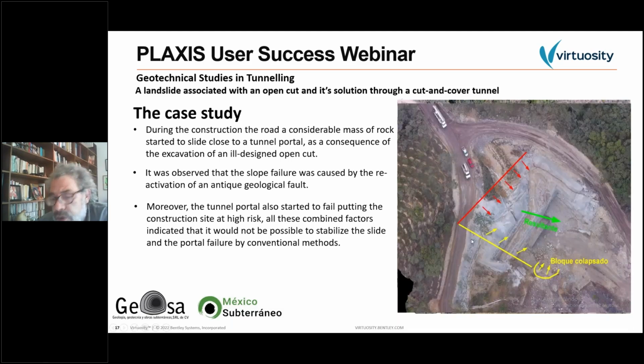And also you can see here two lines with corresponding vectors of the movement, which formed this kind of a wedge that was moving towards the excavation, the open excavation, and also affecting the construction of the tunnel.